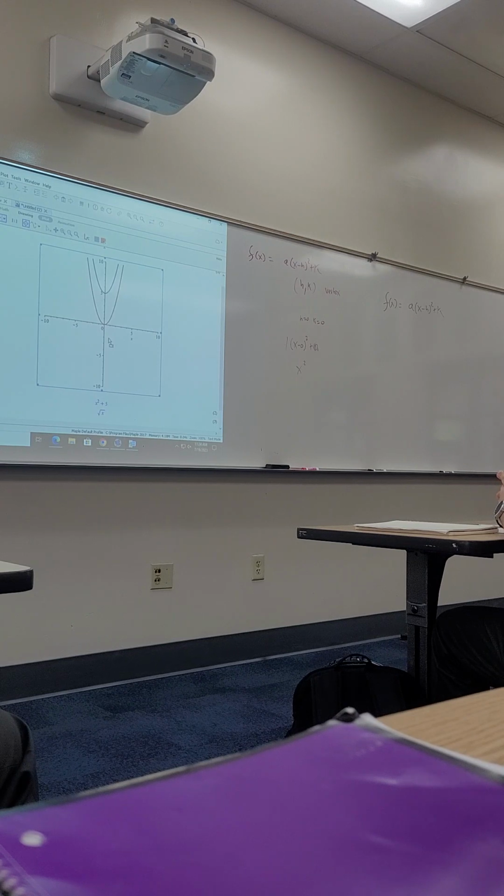So what does the k value do? Okay, what if I put minus 5? So this controls the what? Y axis. Vertical translation. Sorry for my bad handwriting, that says vertical.